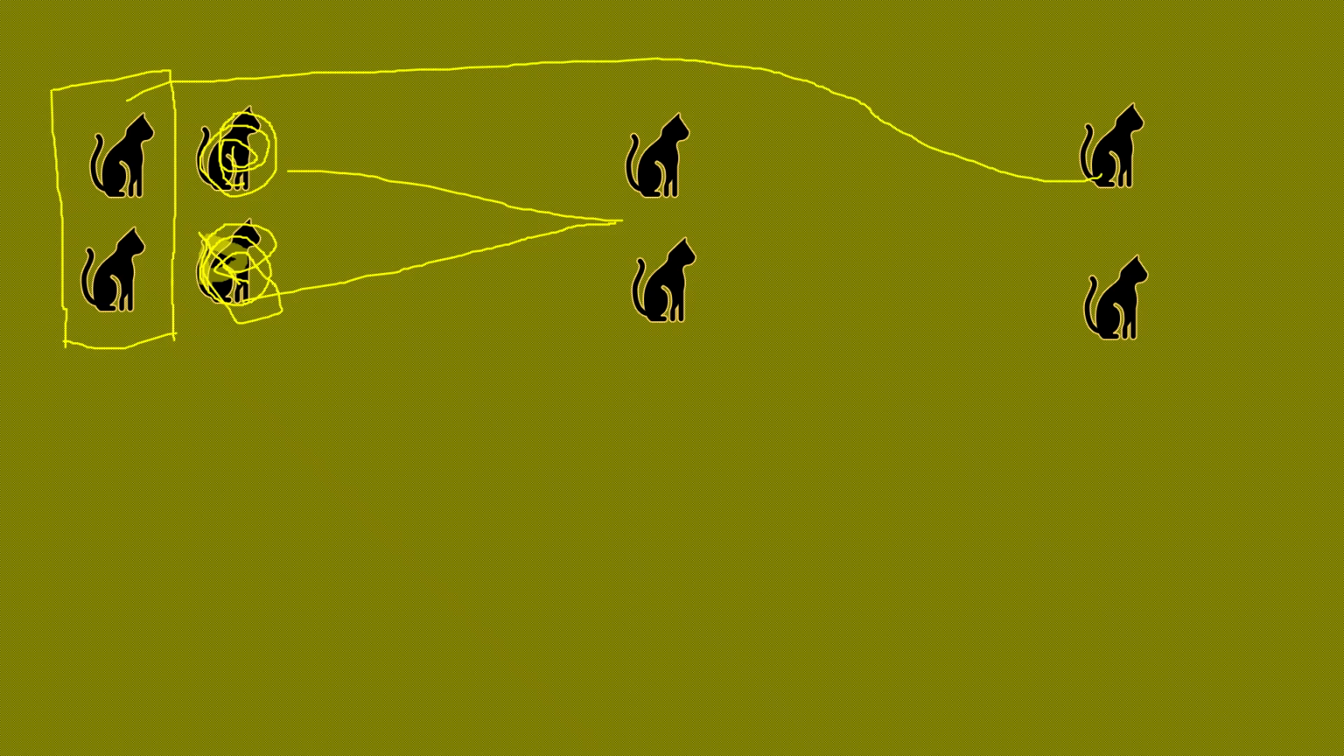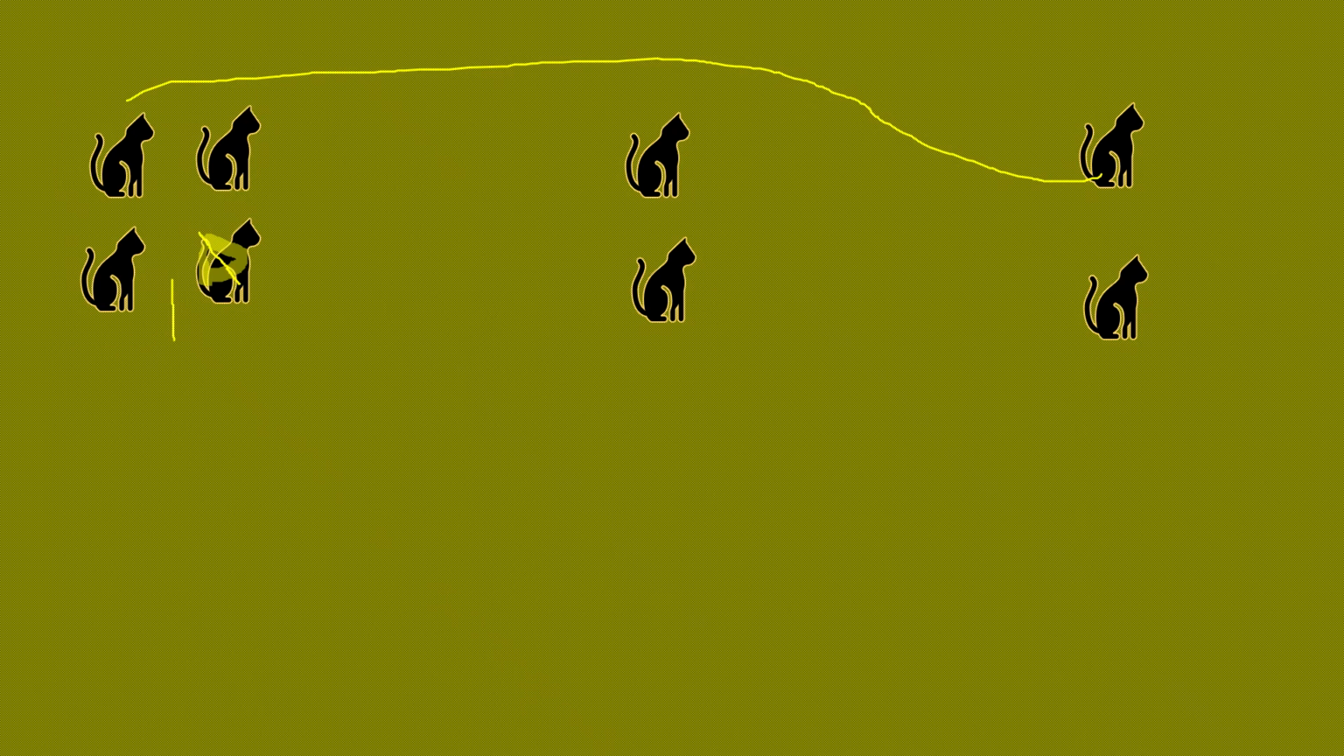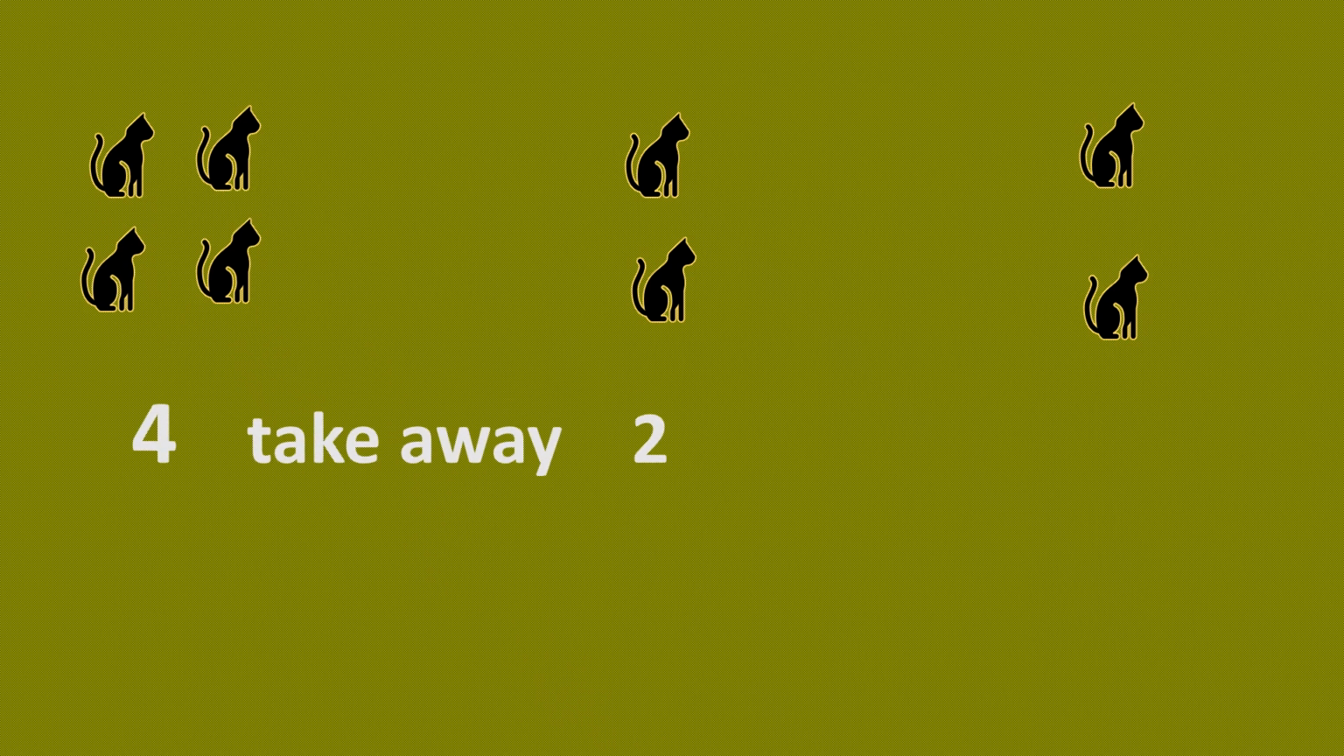Look again. In a group of 4 cats, if 2 go another way, how many are left here? It's 2. So that is our answer. How do we write it in words? We write it in this form. Like here, 4 cats, take away 2. हमने इन 4 cats से 2 cats को ले लिया. So how many are left over here? 2.